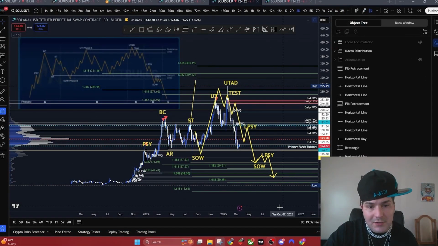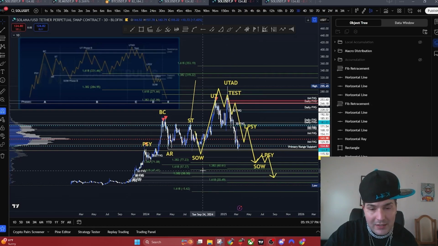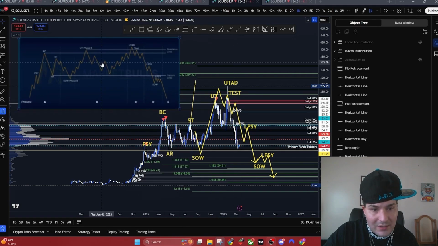Alright, so let's come on over here and do some real world examples. Now, the first thing I'm looking at here is the 3-day chart for Solana. And this was something that I had posted about a while ago. It's this macro distribution. And right now we're currently down at the bottom of the range. And you can see I have the diagram up here so you can compare it.